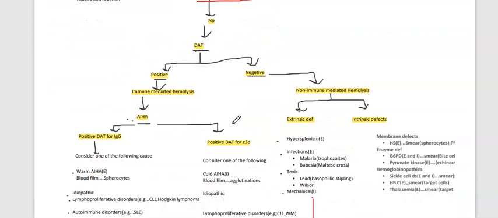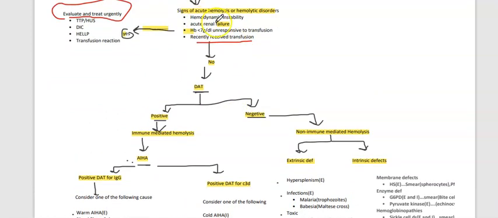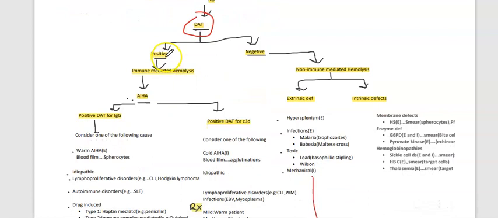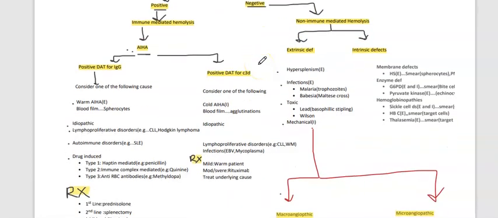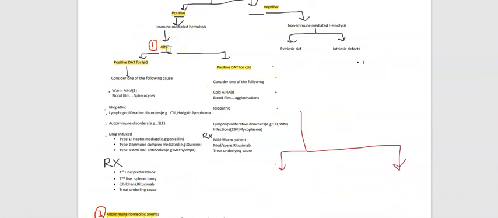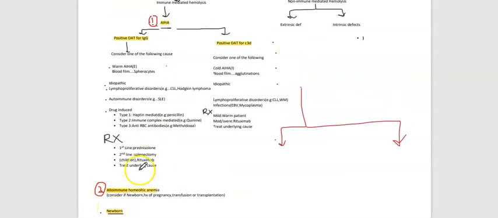Further, you do the direct antiglobulin test. If it's positive, it means this is immune mediated hemolysis. If it is negative, it means that this is non-immune mediated hemolytic anemia. Now we have two types of immune mediated hemolytic anemia: one is autoimmune hemolytic anemia, and the other is alloimmune hemolytic anemia.